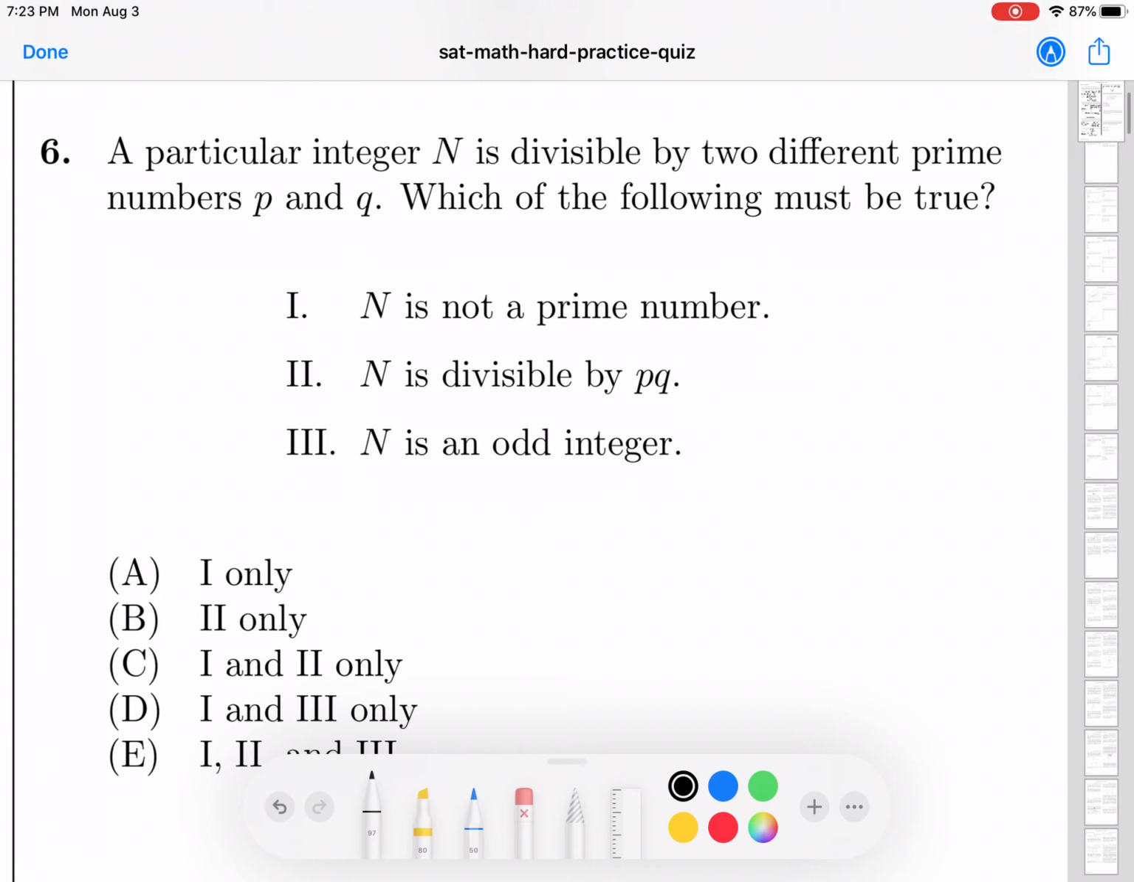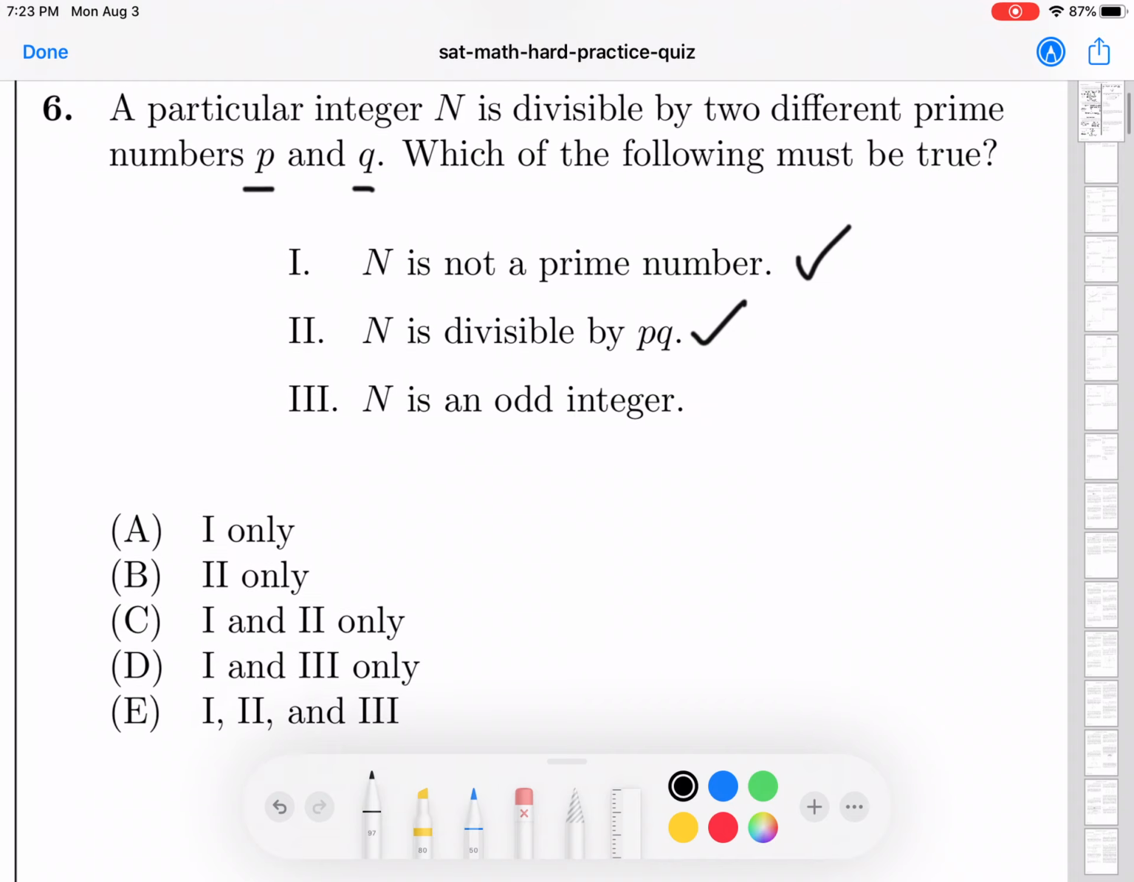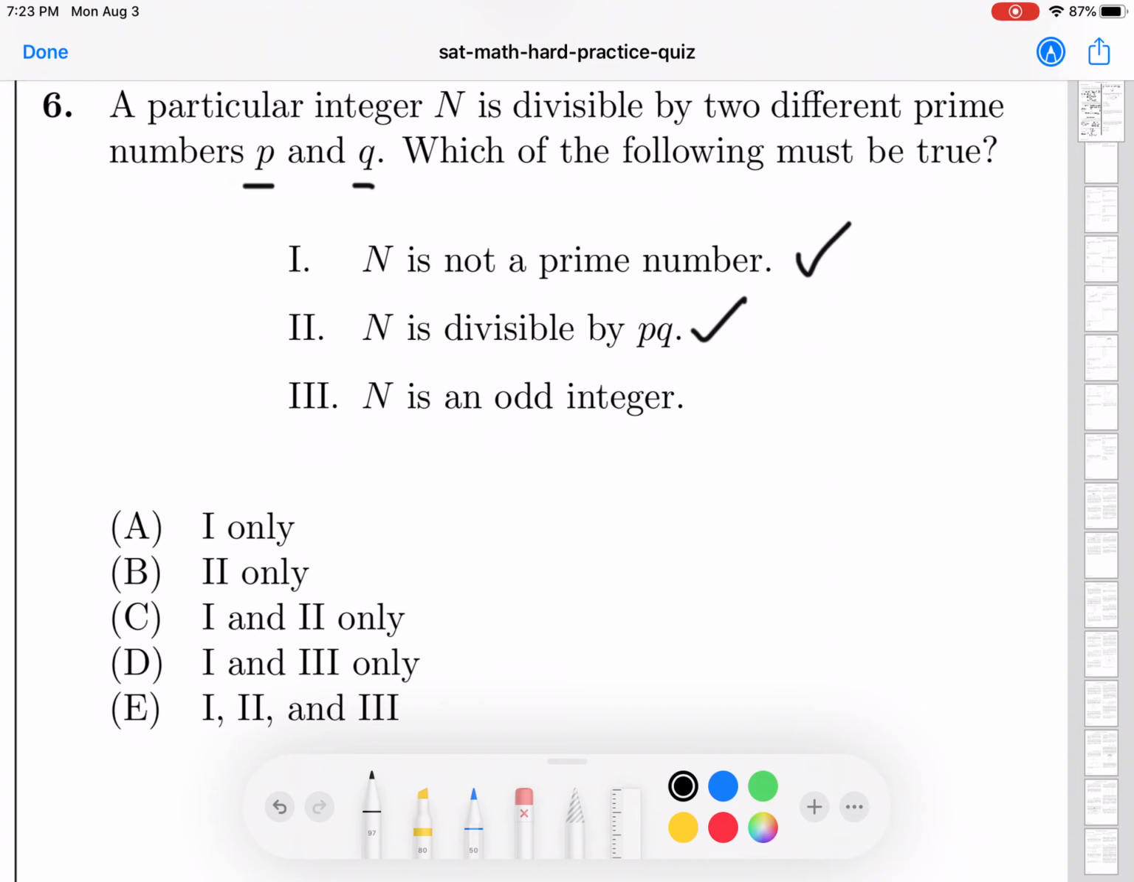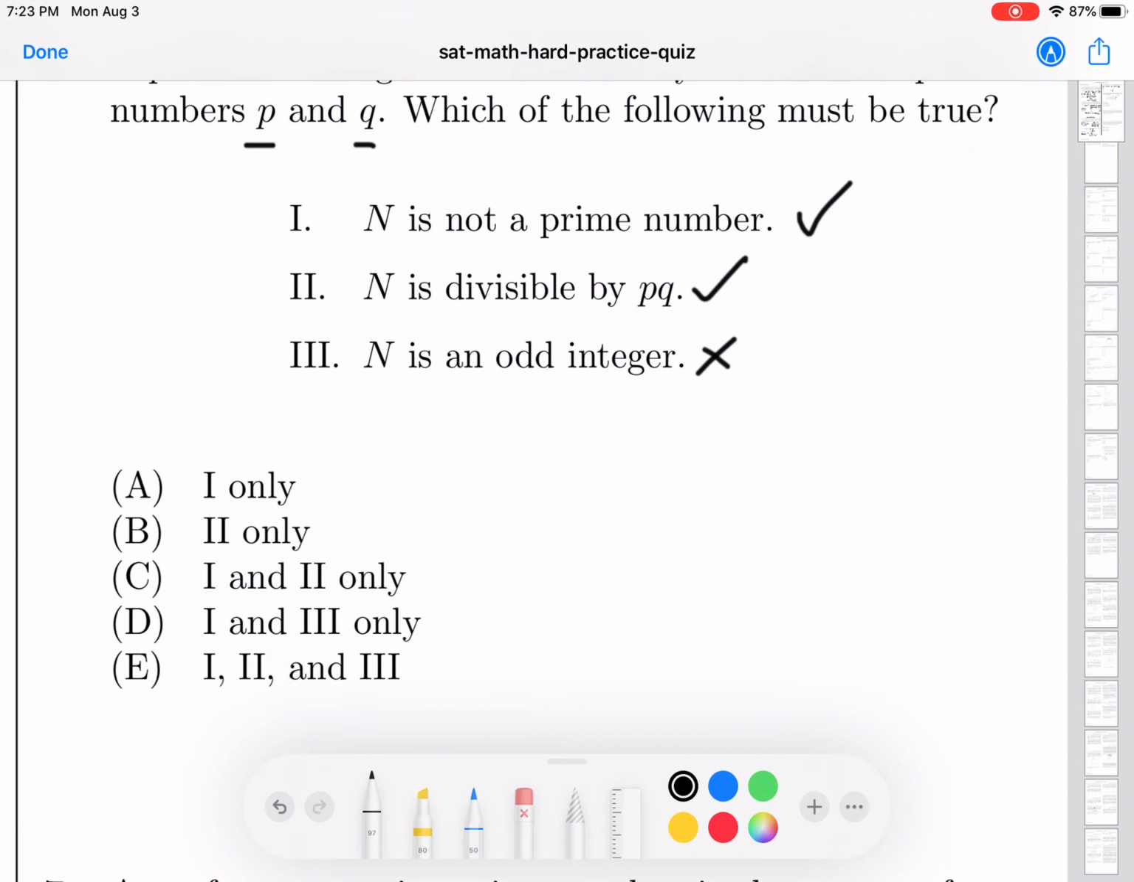A particular integer n is divisible by 2 different prime numbers p and q. Which of the following must be true? N is not a prime number. So that's true, because by definition of a prime number, n should only have divisors 1 and itself. And since it's divisible by p and q, that's not true. N is divisible by p times q. That's also true, because it's divisible by p and q. So 6, for example, is divisible by 2 and 3. n is an odd integer. That's not true. The example I just gave with 6. So it's C.